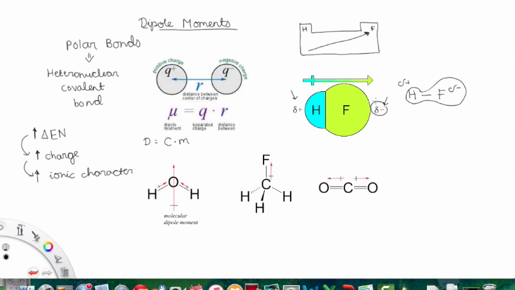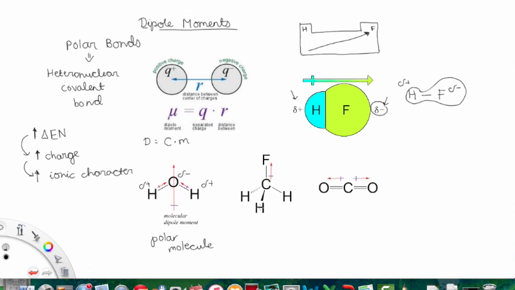Another example is this water molecule. You have H2O, and in this case, oxygen is more electronegative than the hydrogen atom. And so we have delta minus, delta plus, delta plus. The direction goes towards the negative atom, and the overall molecular dipole moment goes up in this case. So this is considered a polar molecule because it has a molecular dipole moment.